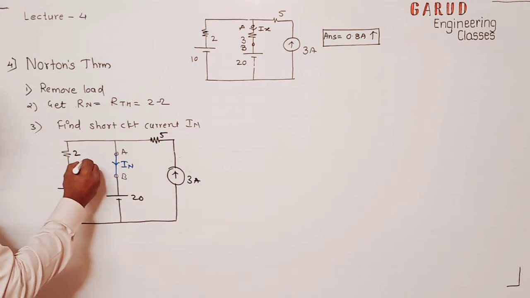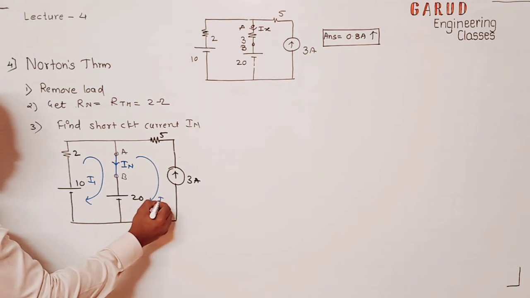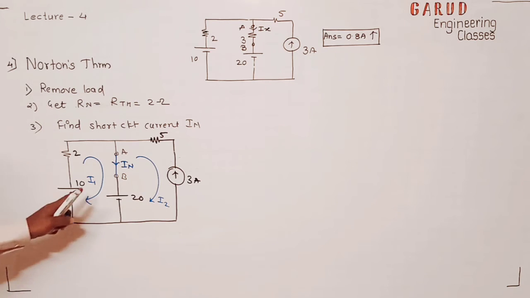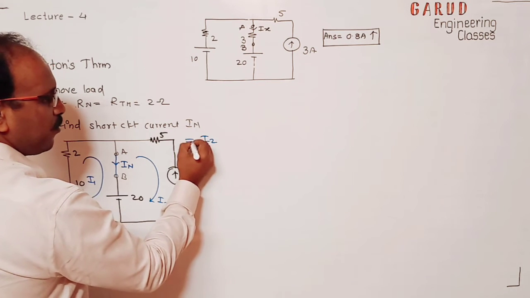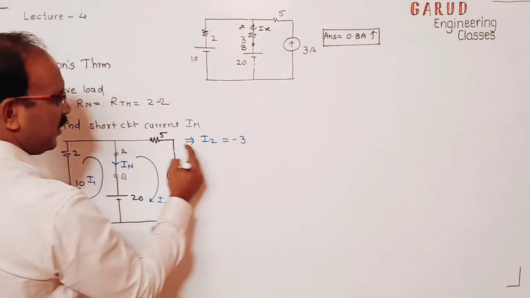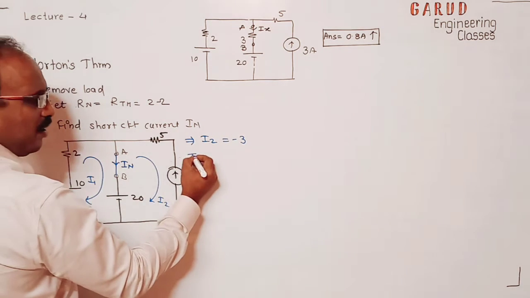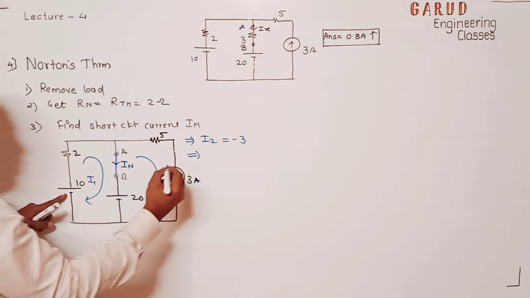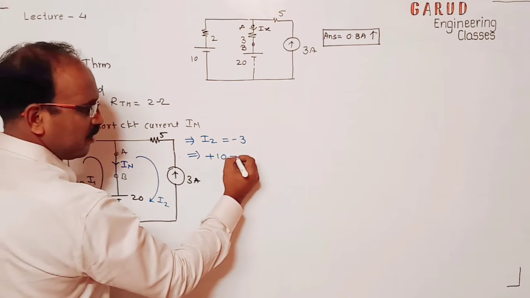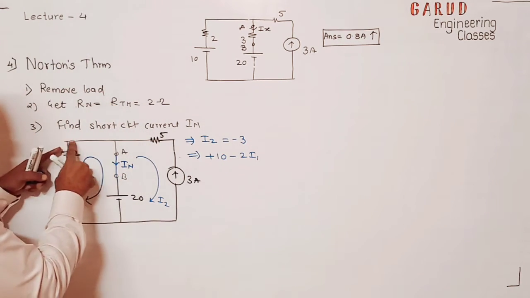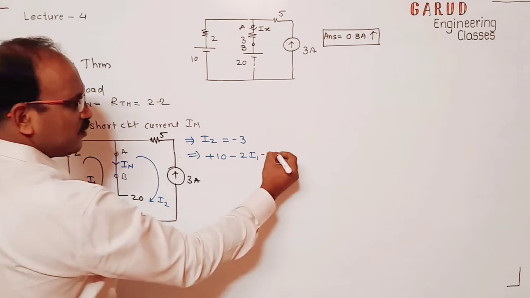We can apply KVL here. This is I1, and here I can say I2. As I told you, according to KVL, whenever there is a current source, first assume the current I2 equals minus 3. See, I2 equals minus 3. How many KVLs are required? Only one. I can write KVL from this direction: 10, drops are always minus, 2I1, minus 20 equals 0.